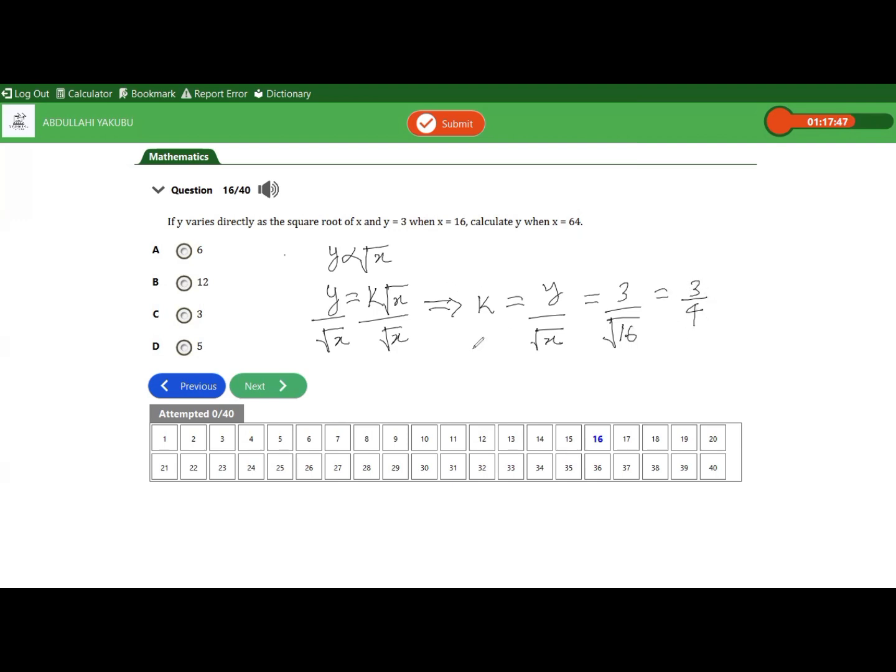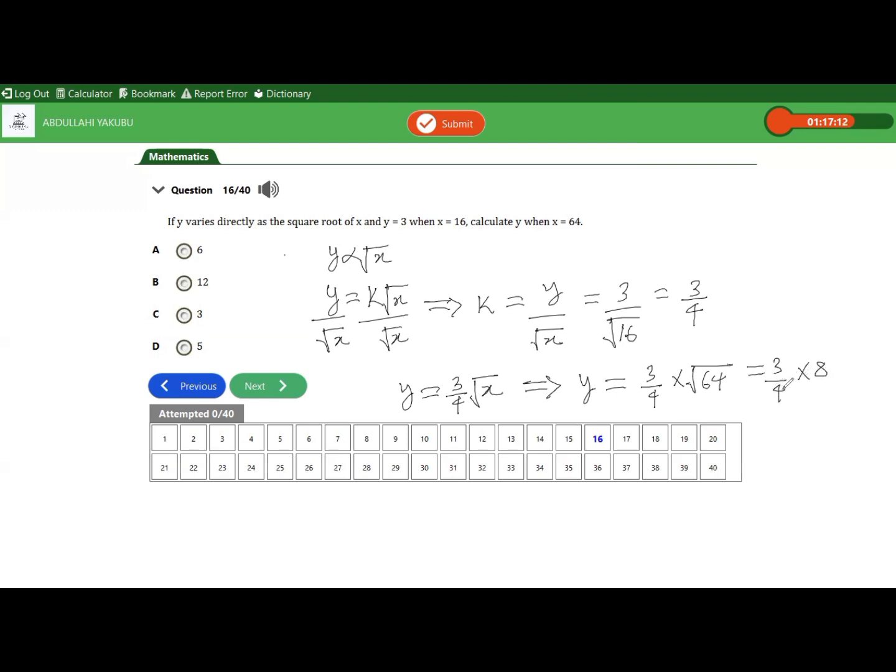So if k is 3 over 4, our formula will be y equals 3 over 4 root of x. This is our relationship. From this relationship, they now say calculate y when x is equal to 64. So I can calculate my y, which implies y is equal to 3 over 4 multiplied by root of 64. And this will be equal to 3 over 4 multiplied by root of 64, which is 8.